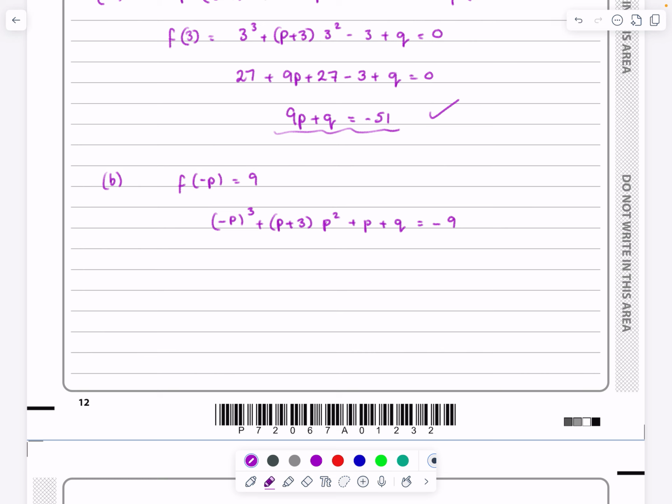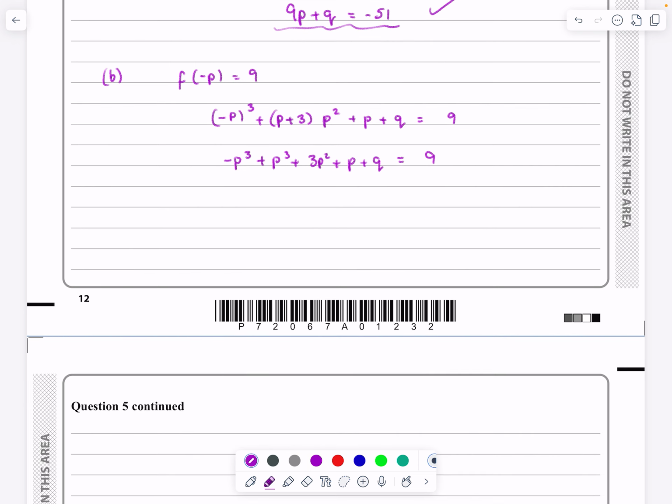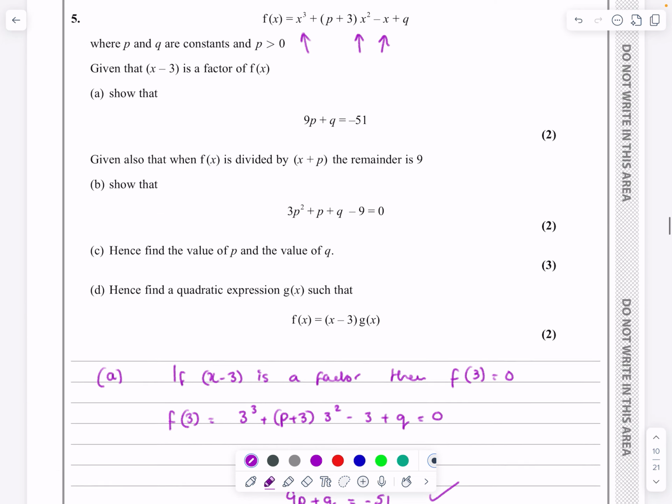So tidying all of that up then, that will be minus p cubed here, but this will be plus p cubed plus 3p squared plus p plus q equals, sorry, I think it's 9, not minus 9, apologies there, equals 9 there. The p cubes will cancel, so I'm going to get 3p squared plus p plus q, and bring the 9 over, minus 9 equals 0, and that's what I was trying to do for that second part.